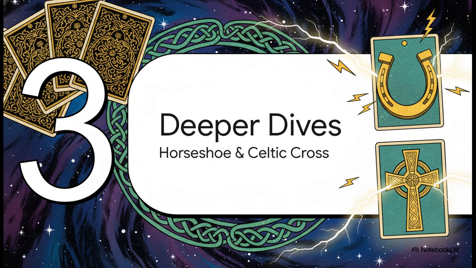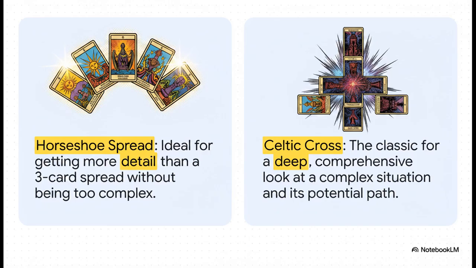Okay, so what if you need more detail, for those bigger questions or really complex situations? That's when we can turn to some larger, more intricate spreads. Let's take a look at 2 of the most famous ones. The horseshoe and the Celtic cross are your heavy hitters. The horseshoe is this fantastic middle ground. It gives you way more detail than a 3-card pull, but it's still pretty straightforward. It's perfect for when you're facing a specific decision.